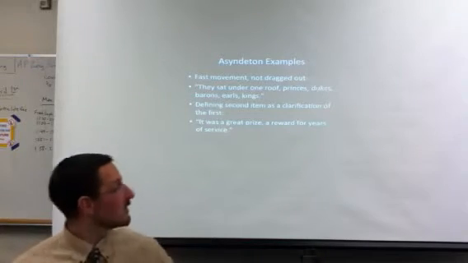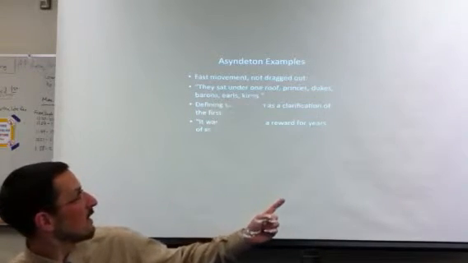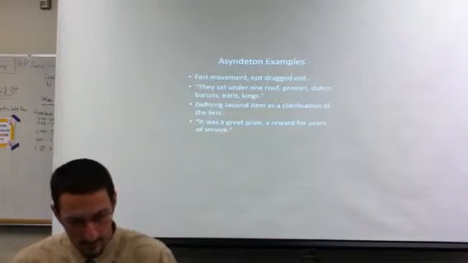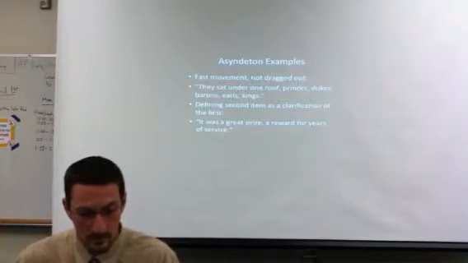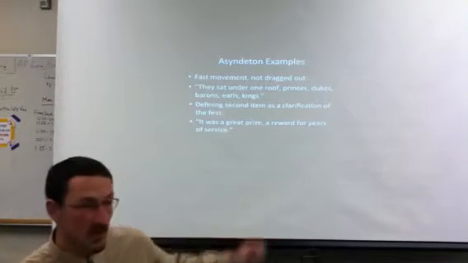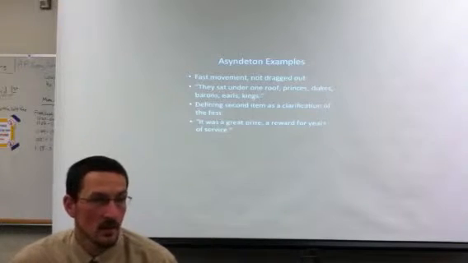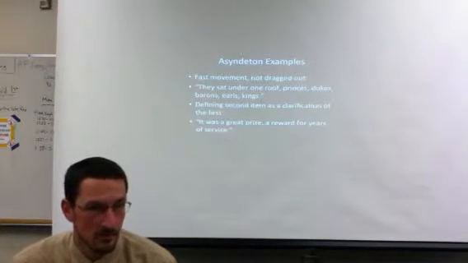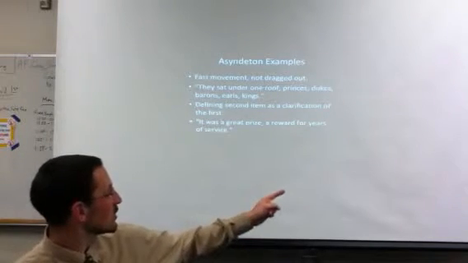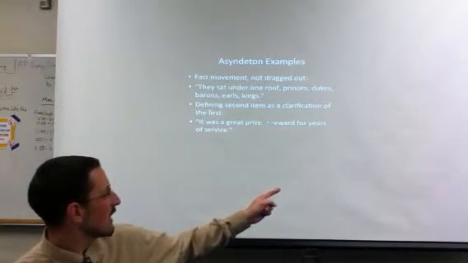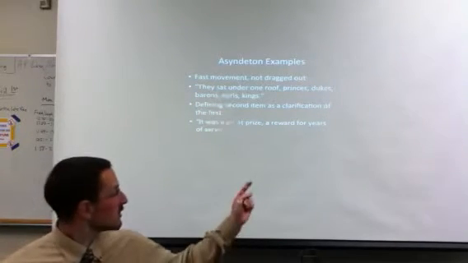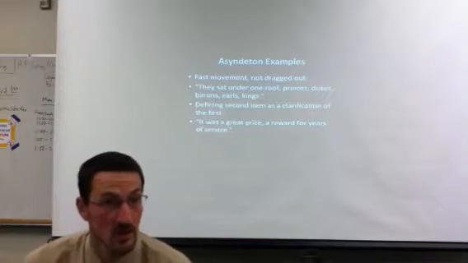If it were me, I'd probably put a colon after prize. Yeah, that's what I would have done. However, a reward for years of service is not a complete sentence. So therefore you wouldn't put a semicolon there. True. But you couldn't use a comma and a conjunction: it was a great prize, and a reward for years of service, because that would imply two complete sentences, but it's not. So you can just use a comma rather than the conjunction.